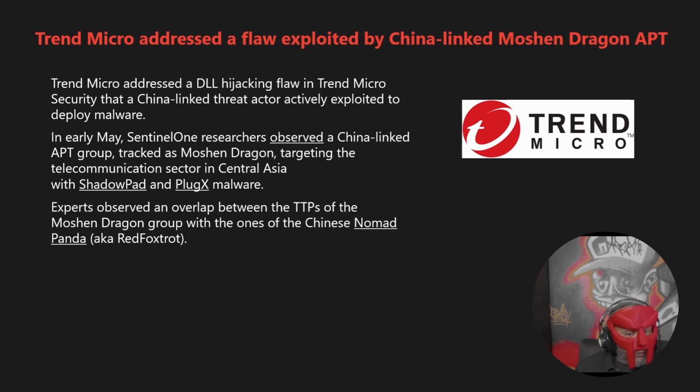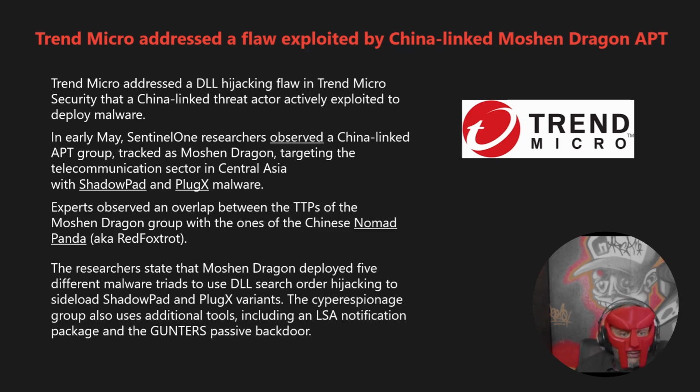Experts observed an overlap between the TTPs of the Moshen Dragon group with the ones of the Chinese Nomad Panda, aka Red Foxtrot. The researchers state that Moshen Dragon deployed 5 different malware triads to use DLL search order hijacking to sideload Shadowpad and PlugX variants. The cyber espionage group also uses additional tools, including the LSA notification package and the Gunter's passive backdoor.